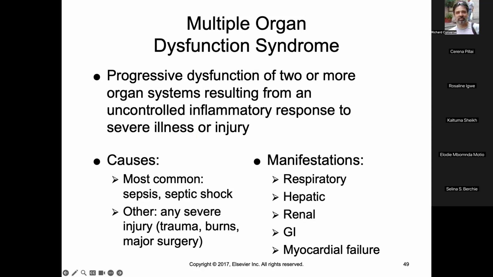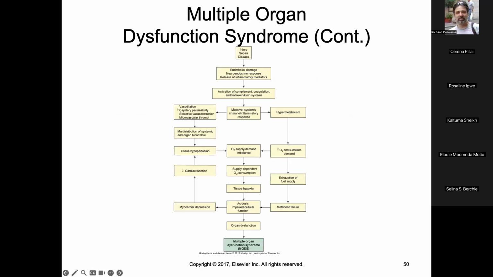Multiple organ dysfunction is a progressive dysfunction of two or more organ systems resulting from an uncontrolled inflammatory response to severe illness or injury. Causes sepsis, septic shock, severe injuries such as trauma, burns, and major surgery. We see respiratory, hepatic, renal, GI, and myocardial implications, okay, such as, we have injury, sepsis, or disease, endothelial damage, release of inflammatory mediators, activation of complement, coagulation, massive systemic immune and inflammatory response, vasodilation everywhere, okay? Maldistribution of systemic and organ blood flow, tissue hypoperfusion, reduction in cardiac function, myocardial depression, okay?